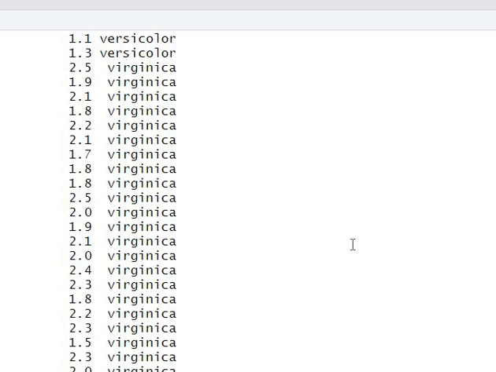Suppose we are taking the 120th row; this is our 120th row. For this 120th row, the actual data values are 6.0, 2.2, 5.0 and 1.5.